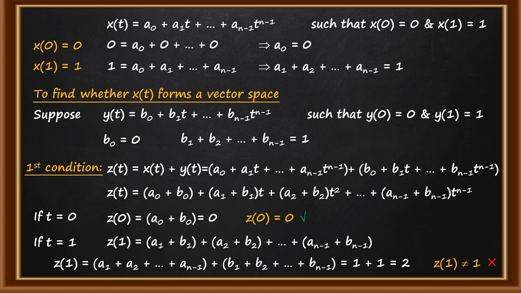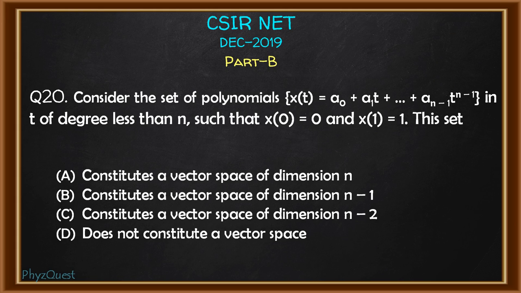Since it is not satisfying these conditions, the first condition to create a vector space, that is the condition of addition, is not satisfied. So we are clear that the given set of polynomials, x(t), will not form a vector space. Now let's check the options. If you check the options, you can see that option D says it does not constitute a vector space. So that is the correct option for this question.